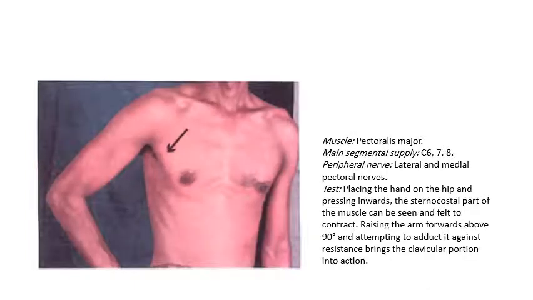Pectoralis major is formed of two heads, a clavicular head and a sternocostal head. It receives segmental supply from C6, 7, and 8, and peripheral nerve supply from the lateral and medial pectoral nerves. Now, to examine the sternocostal head of the muscle, the patient is asked to place his hand on the hip and press inwards, and then the muscle can be seen and felt to contract. The clavicular head can be tested by asking the patient to raise his arms forwards above 90 degrees and try to adduct them together against resistance.